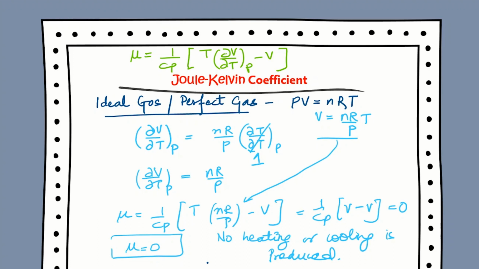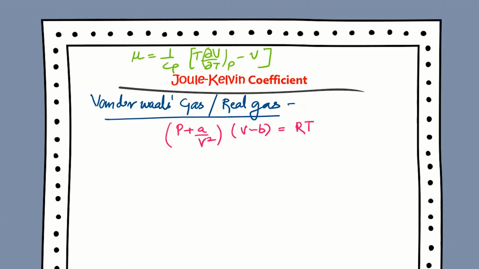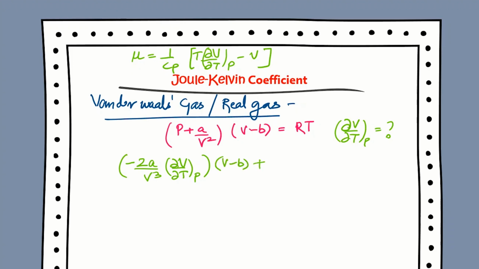Now we will see for a real gas or van der Waals gas. Firstly, we will write the real gas equation, which is (P + a/V²)(V − b) = RT. Now we have to find ∂V/∂T at constant pressure for the real gas. So we have to differentiate this whole equation with respect to temperature at constant pressure. So we will get minus 2a over V cube ∂V/∂T times (V − b), and the second term as it is, then plus (P + a/V²) as it is, and the differentiation of the second, ∂V/∂T at constant pressure, and this will be R ∂T/∂T at constant pressure.